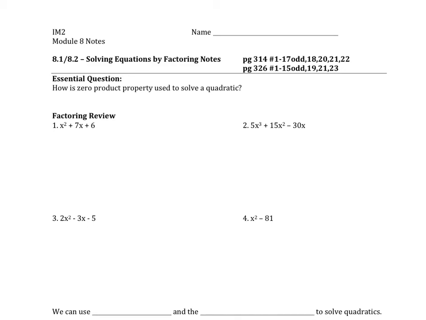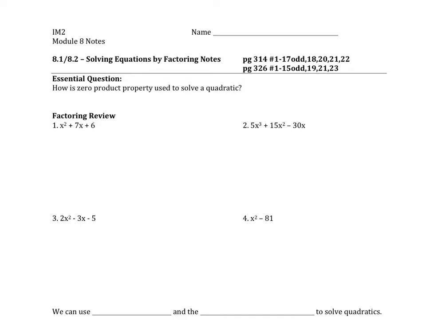Okay, so we just spent some time learning how to factor. Now we're going to continue with factoring, but now we're going to add on this idea of solving quadratics. So we've graphed quadratics back in last semester. We've now factored quadratics, and now we're going to solve quadratics by factoring, which will tie in a little bit to the graphing as well. So our essential question here is, how is zero product property used to solve a quadratic?